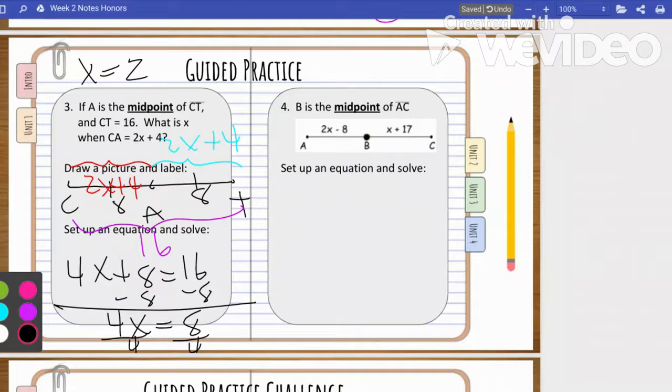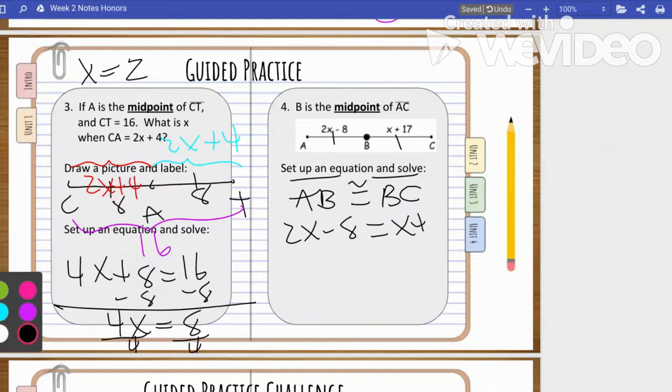Over here, part B, guided practice number 4. B is the midpoint of AC. So what my drawing is missing is tick marks on it. Well, what do you know about line segment AB and line segment BC? They're equal to each other. So what that means is 2x minus 8 has to equal x plus 17. Okay, subtract x from both sides. And then we're going to add 8 to both sides. And we get over here x equals 25.